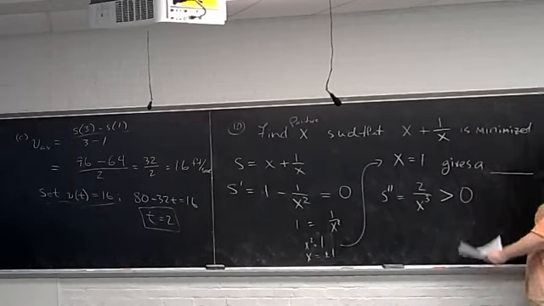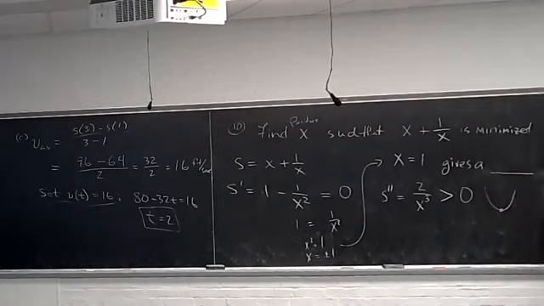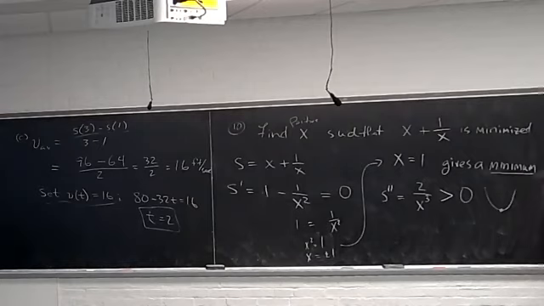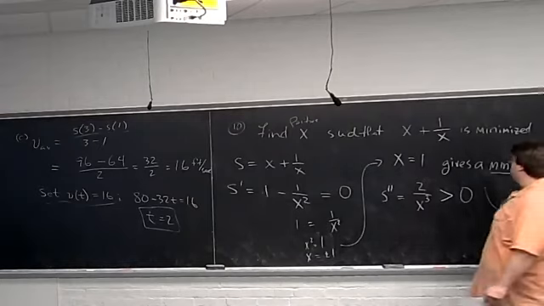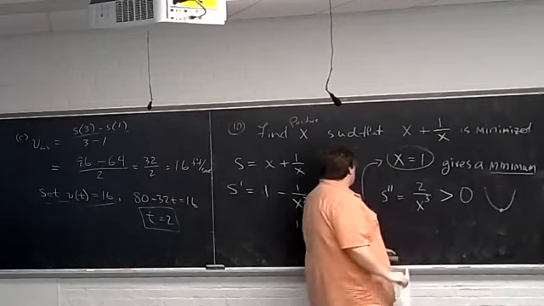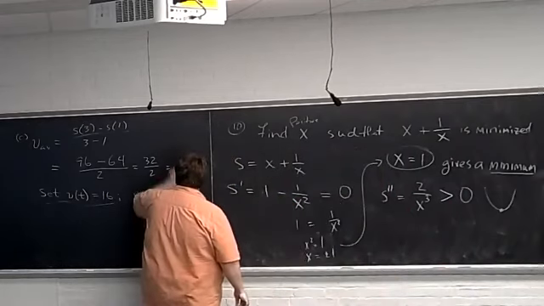X equals 1, this is positive. The function is concave up, which means our critical point will give us a minimum. X equals 1 gives a minimum, which is what we wanted. So that is the value such that x plus 1 over x is minimized. Any questions about that?